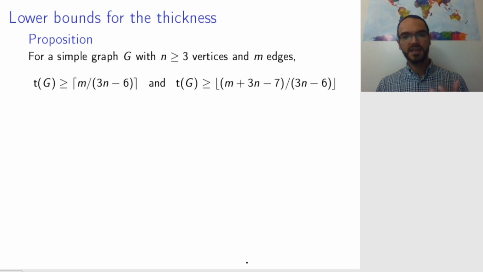So this thickness you might want to calculate. And again, as for the crossing number, it's difficult to calculate the thickness exactly, but you can estimate it. Given a graph, if you only know the number of edges and vertices, and you know that the graph is simple, then you can tell that the thickness has to be at least something. So here are two estimates. The first is in terms of the edges m divided by 3n minus 6, where n is the number of vertices. And the second is this slightly more complicated number.